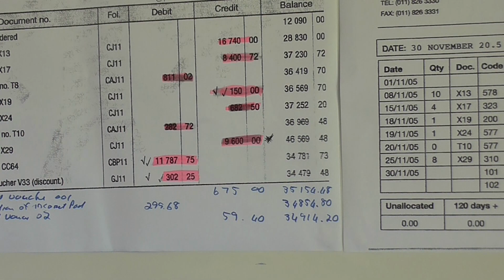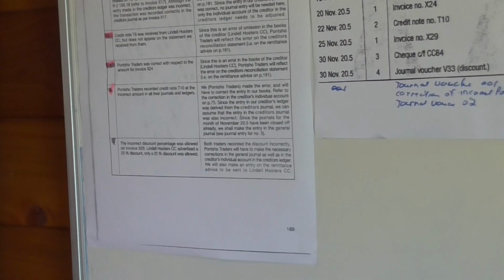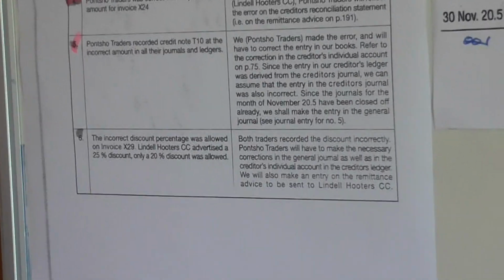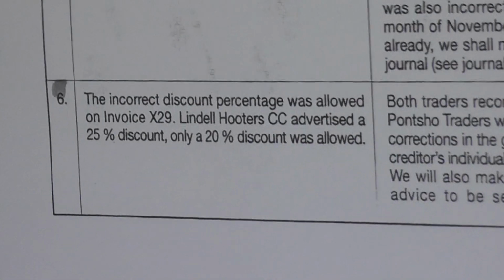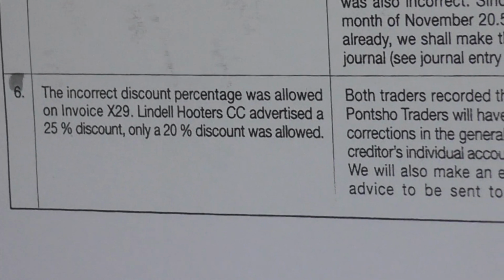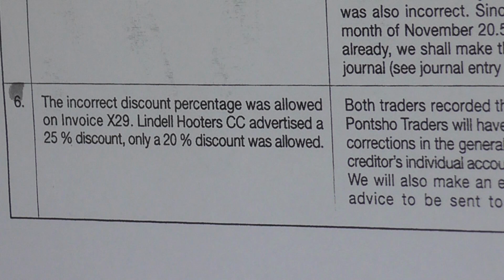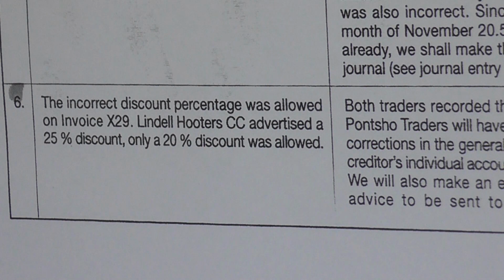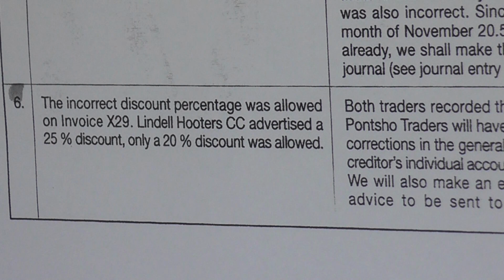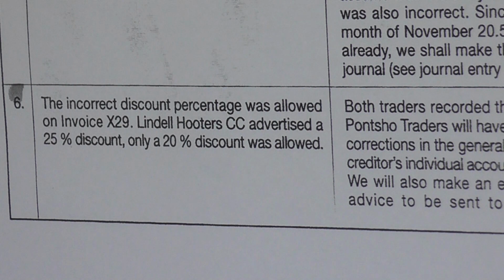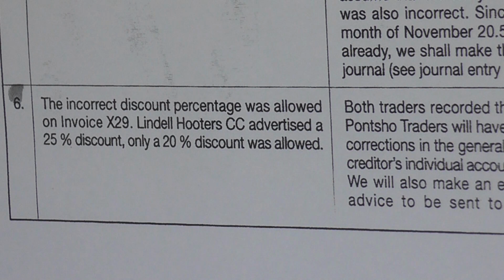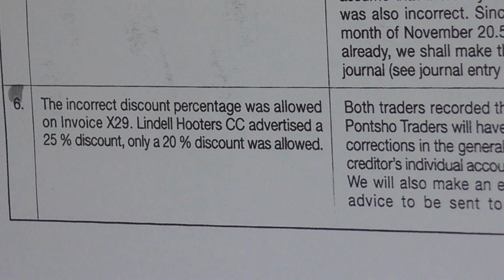Okay, we're on our last one. So let's have a look there at number 6. That looks interesting. Okay, the incorrect discount percentage was allowed on invoice X29. Oh boy. Lindell Hooters advertised a 25% discount and only a 20% discount was allowed.